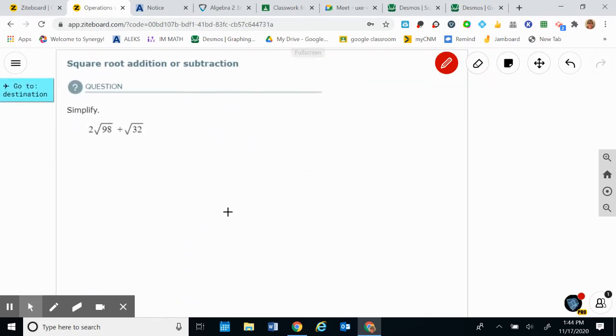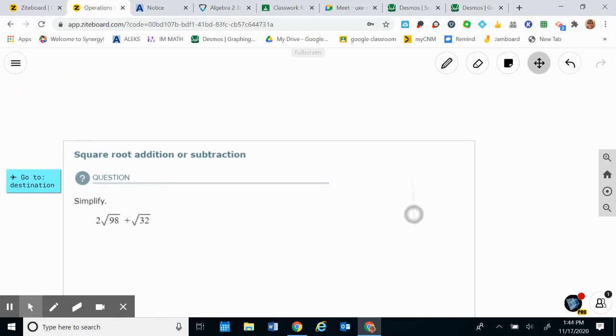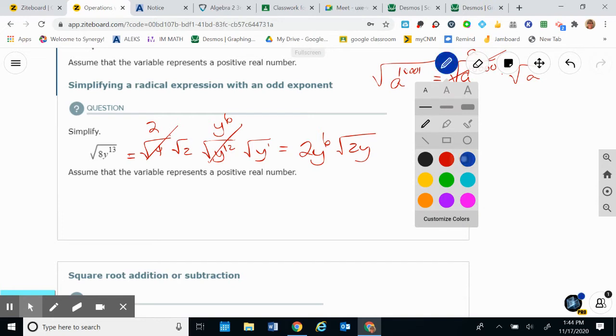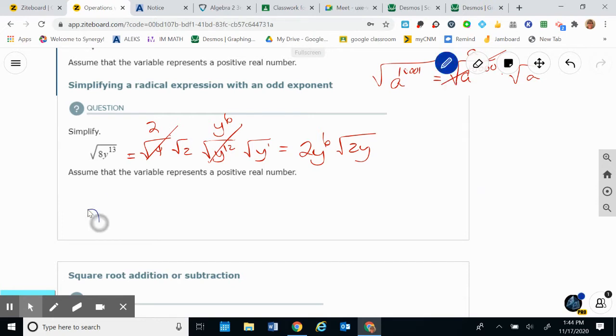Hang on a second. I guess I should do one more like that. Watch this if you need to. If you need another problem, we could just make one up. The square root of, let's say, 44 x to the 6th, y to the 11th.